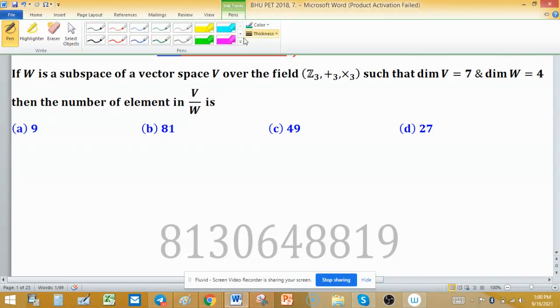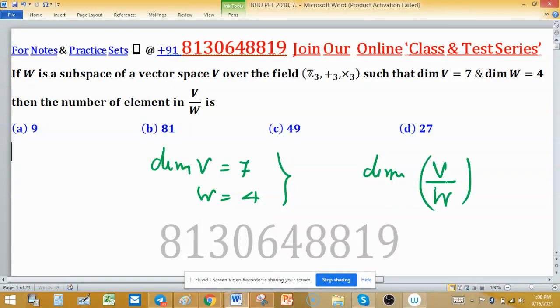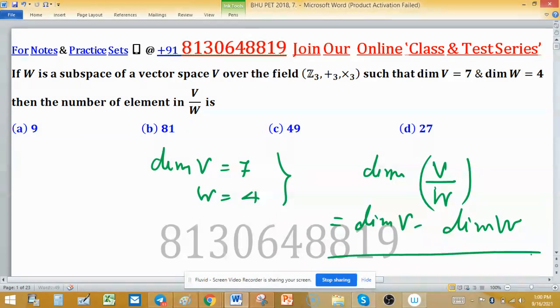As given in this question, the dimension of V is 7 and dimension of W is 4. Now what is the role of giving the dimension of these two spaces? I want to find the dimension of V over W, meaning the dimension of the quotient space, and this is equal to dimension of V minus dimension of W. This is the theorem, and this theorem is only true for finite dimensional spaces.